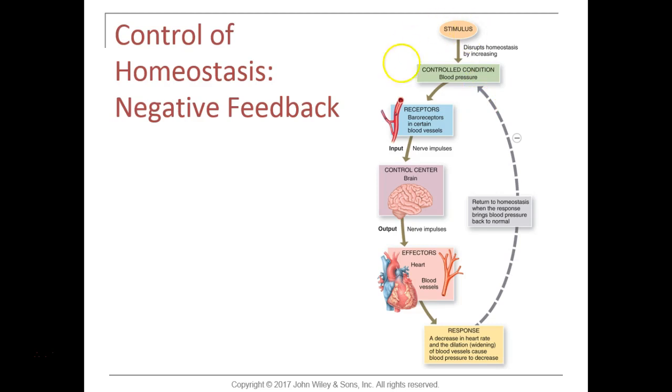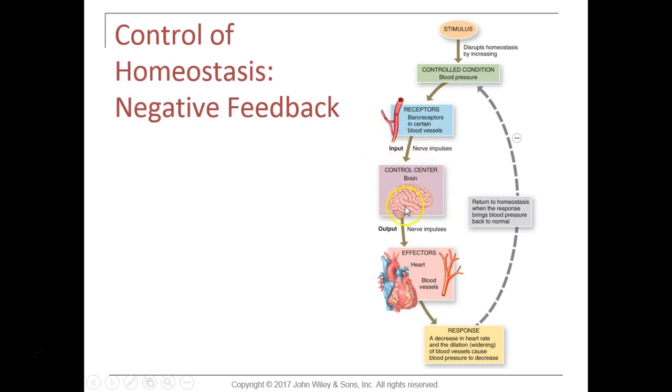Some stress is making your blood pressure go up, the controlled condition. Receptors monitor that blood pressure. The types of receptors in our body that monitor pressure are called baroreceptors. Baroreceptors monitor pressure. They're found in certain blood vessels in your body, like the aorta and your carotid arteries. You might have heard of those before. So those baroreceptors monitor the pressure, and they send nerve impulses to the control centers in the brain. That would be called the input information.